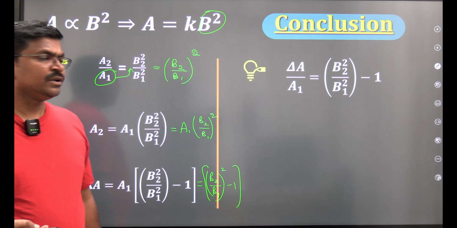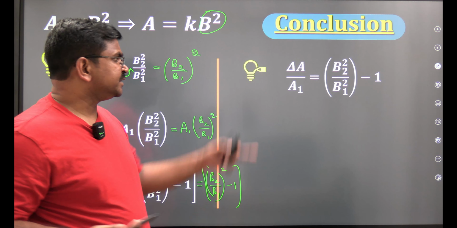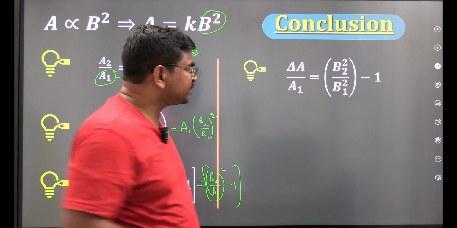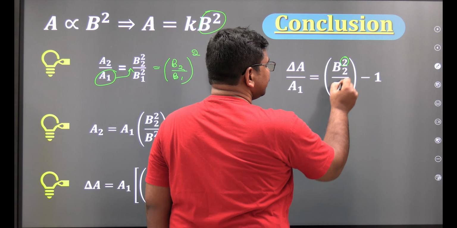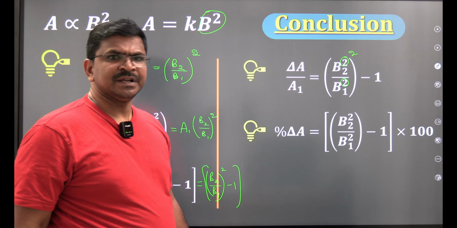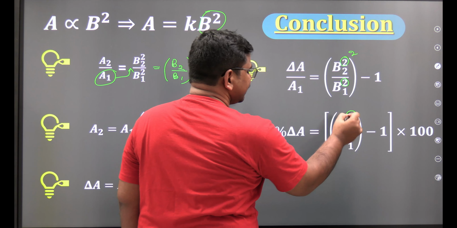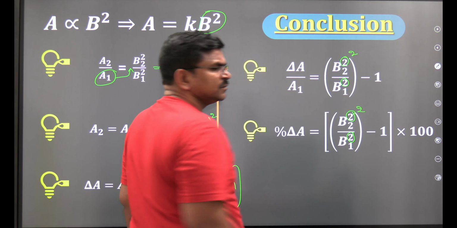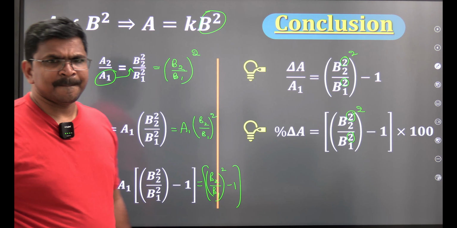And similarly, you can get the fractional change, that is delta A by A1. Here also you can write the same; this square can be written directly here. Yes. And next, the percentage. Here also it is the same. The square can be taken common. Okay. This is a simple idea.